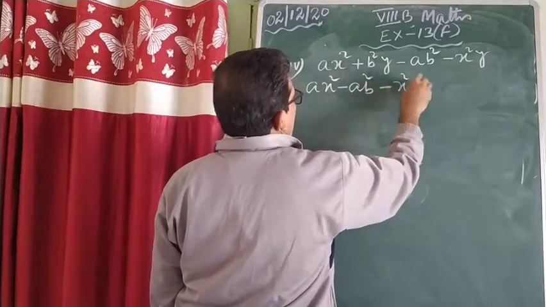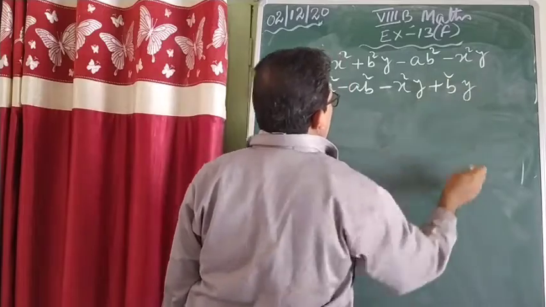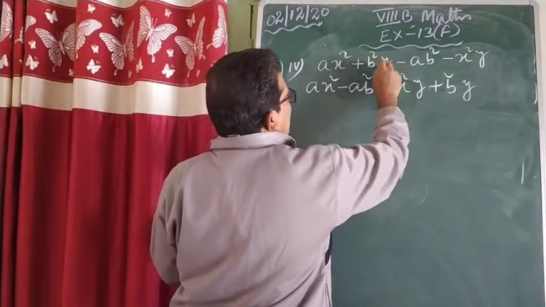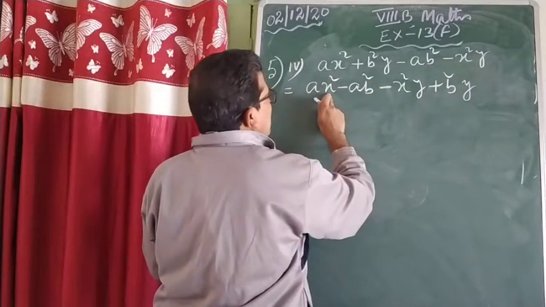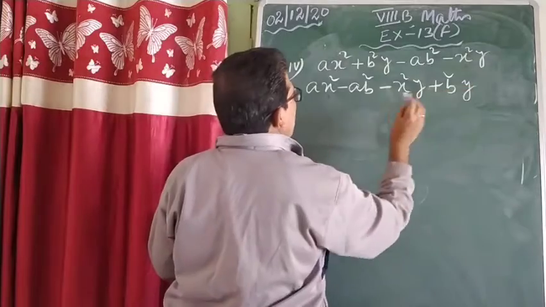Plus b square y. I hope you understood it. First one with third one I arrange it, and then second and fourth. But what I have noticed here, first x, so this x one I have brought it here with the same sign, and this one I have given there.